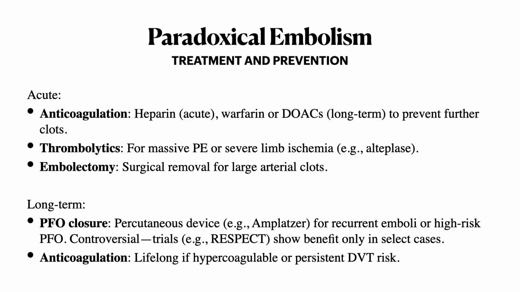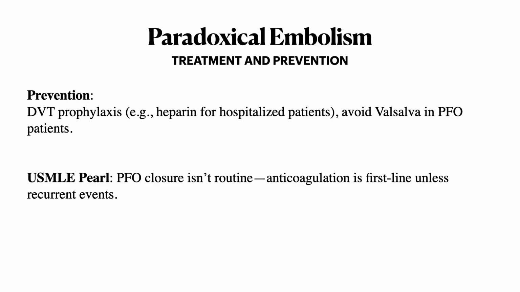The long-term treatment is that we have to close the shunt, right? Patent foramen ovale closure with a percutaneous device like Amplatzer for recurrent emboli or high-risk PFO is controversial; trials show some benefit only in select cases. Anticoagulation is lifelong if hypercoagulable or if there is persistent DVT risk. For prevention, we have to do DVT prophylaxis, for example heparin for hospitalized patients, and avoid Valsalva in patent foramen ovale patients. Patent foramen ovale closure isn't routine. Anticoagulation is first line unless recurrent events happen.